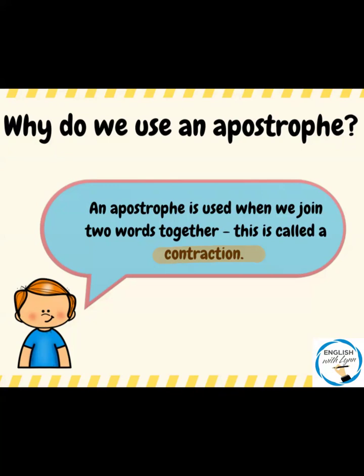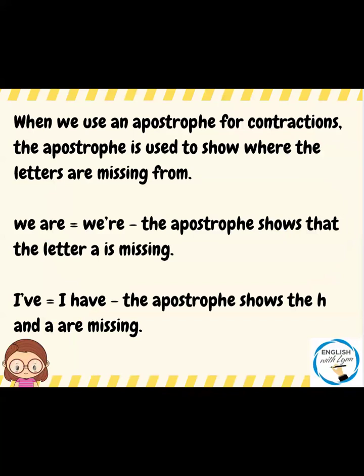Okay. And the way that we use this type of apostrophe is when we join two words together. We squish them together and they become one word. And we use the apostrophe for the contractions to show where the letters are missing, not where the words are joined. So here we have "we are", okay? And when I squash "we are" together, I miss out the A and I say "we're", and I put the apostrophe where the letter A should go.